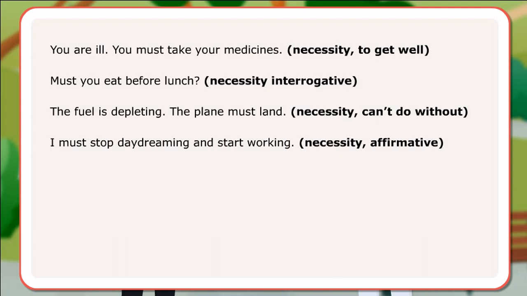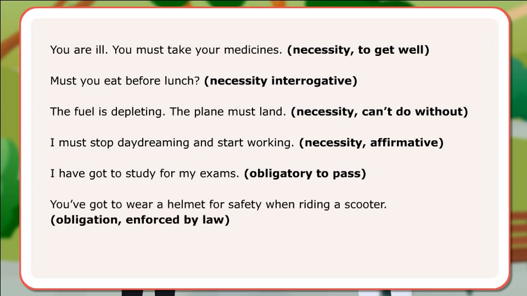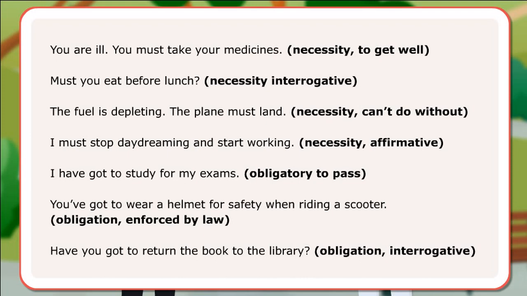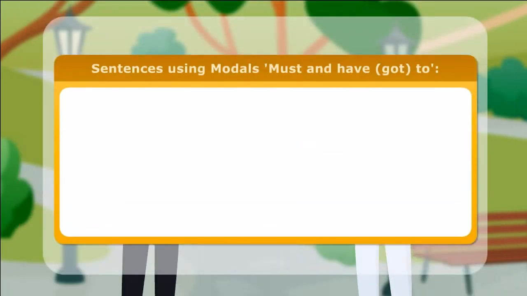I must stop daydreaming and start working. Necessity, affirmative. I have got to study for my exams. Obligatory to pass. You have got to wear a helmet for safety when riding a scooter. Obligation enforced by law. Have you got to return the book to the library? Obligation, interrogative. Here are a few more sentences using modals must and have got to.